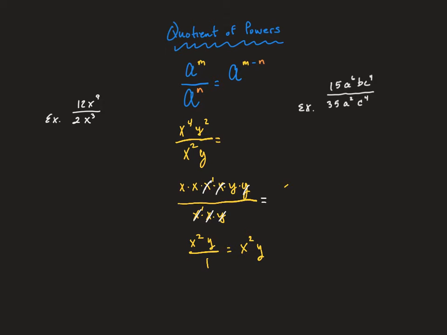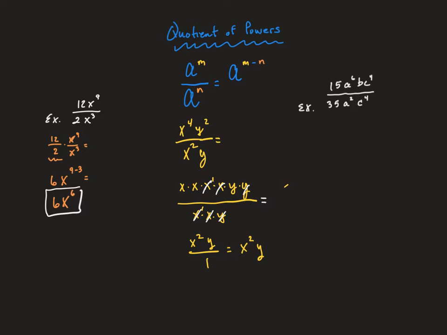So looking at when we have like bases, I'm going to spread this first example out a little bit. I have 12 over 2 times x to the 9th over x to the 3rd, which we can rewrite as 6 times x to the 9 minus 3, which is equal to 6x to the 6th, okay? Because when dividing, I subtract my exponents.